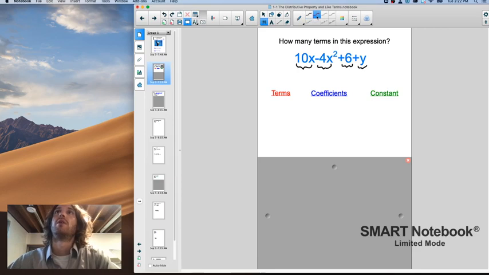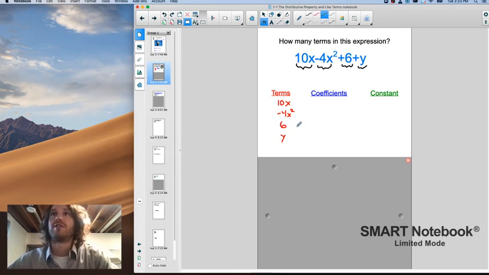4 terms. The way that I identify them is usually it's the groups of the numbers, the variables, or the products of numbers and variables present in the expression. Usually they're separated by addition or subtraction. The first one is 10x. The second one is negative 4x squared. Make sure you include the negative sign on that term. Then 6 is the third, and y is the fourth.